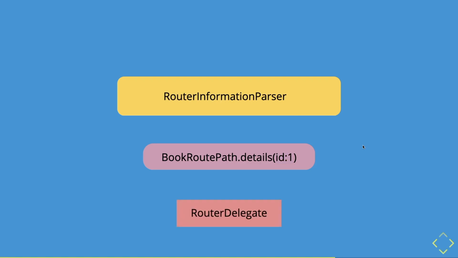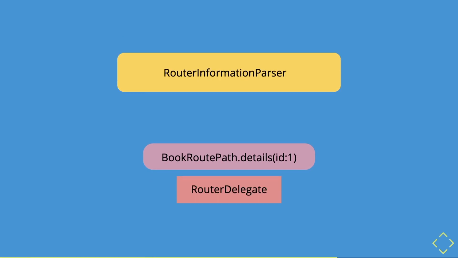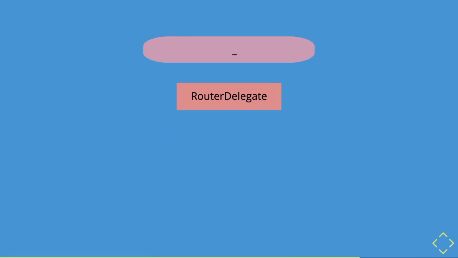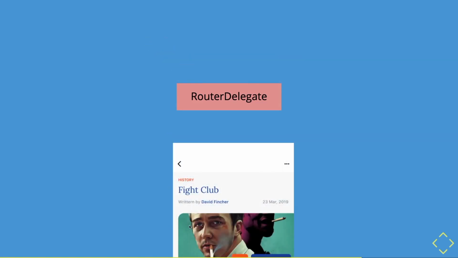Then this data that the router information parser has converted for us will be passed to the router delegate. Currently inside our book app, we are in our home page. This router delegate is in charge of the state of the router app. Once the router delegate knows that there is an update in the URL, it will consume the BookRoutePath data, and it will show the details page or the book page according to the data that it has consumed, which is the Fight Club book page.